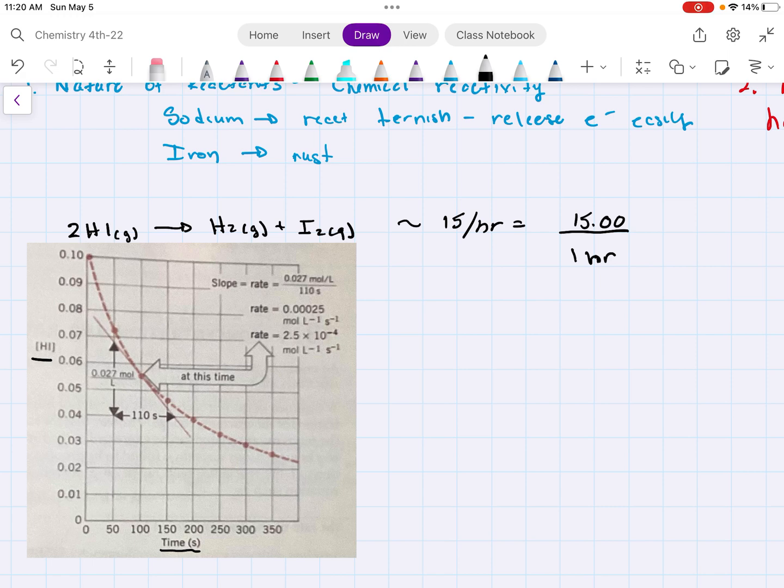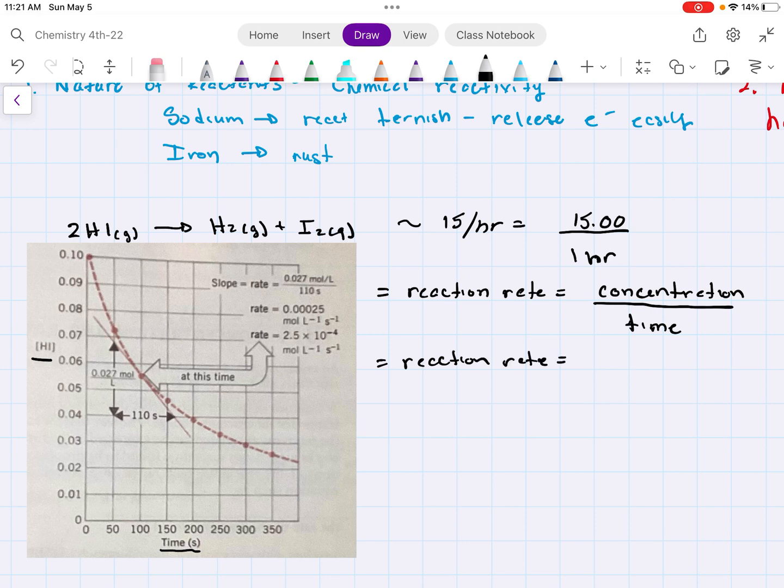And reactions work pretty much the same way. A reaction rate is expressed as the concentration of the reactants over time, right? The concentration over time. And if you look at our graph, that's exactly what we have. We have concentration over time.